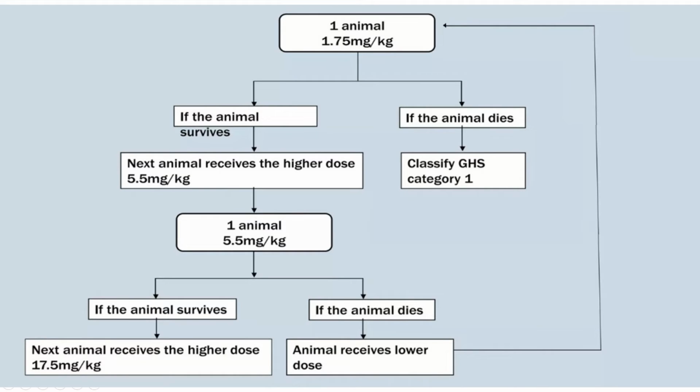Here it has given one example. One animal is given 1.75 mg. If the animal dies, the next animal receives the higher dose of 5.5 mg per kg. Here you can see the animal dies, so you can classify it as GHS category 1. For the next animal, if it survives, you have to give the 5.5 mg per kg dose. If the animal dies, you can again categorize these animals as per the GHS classification. If the animals survive, we give higher doses and go further.